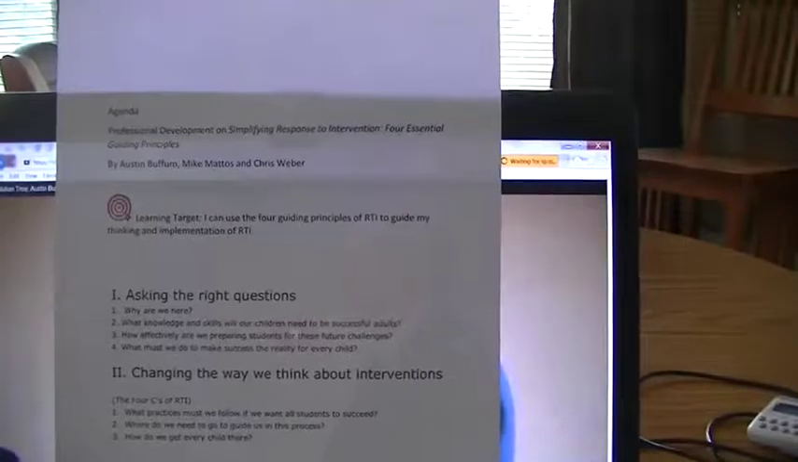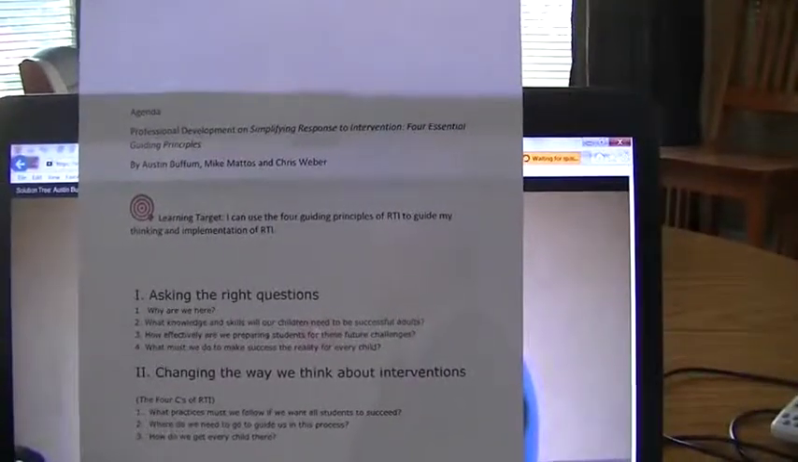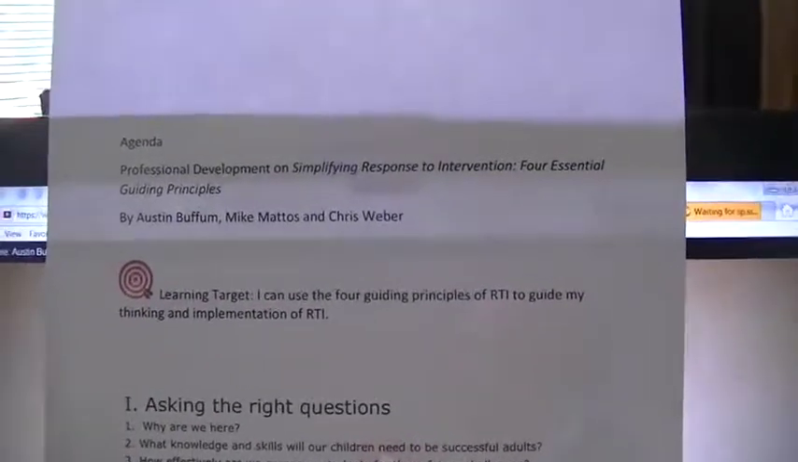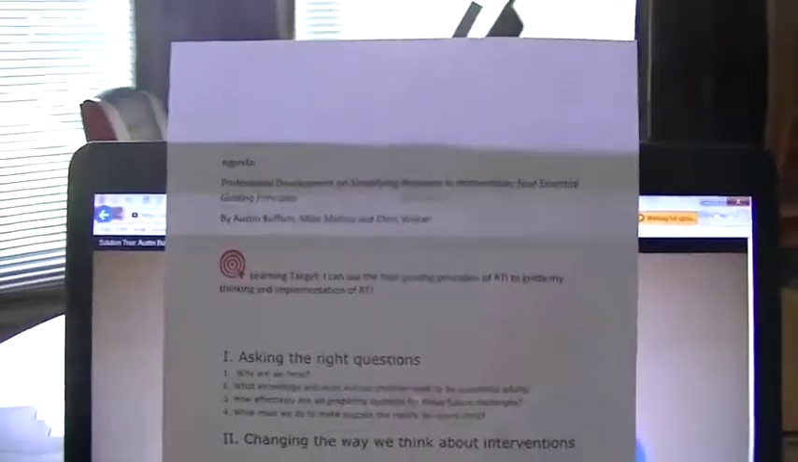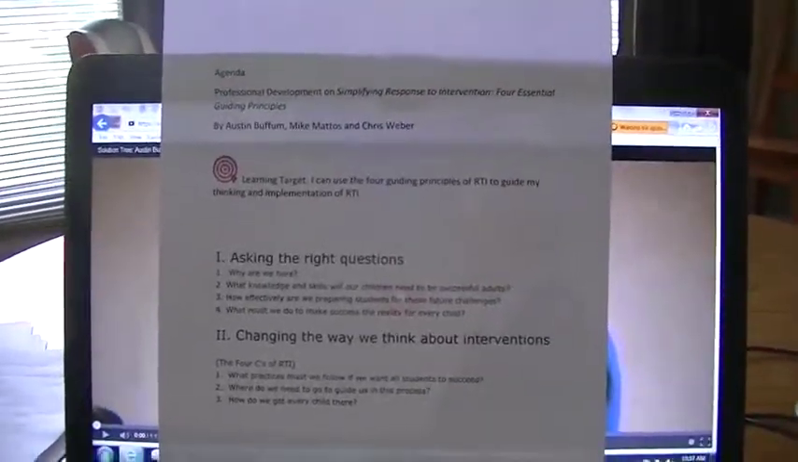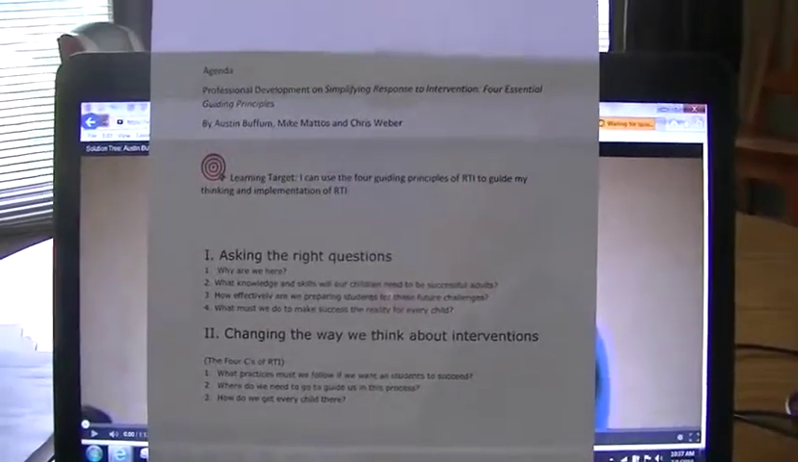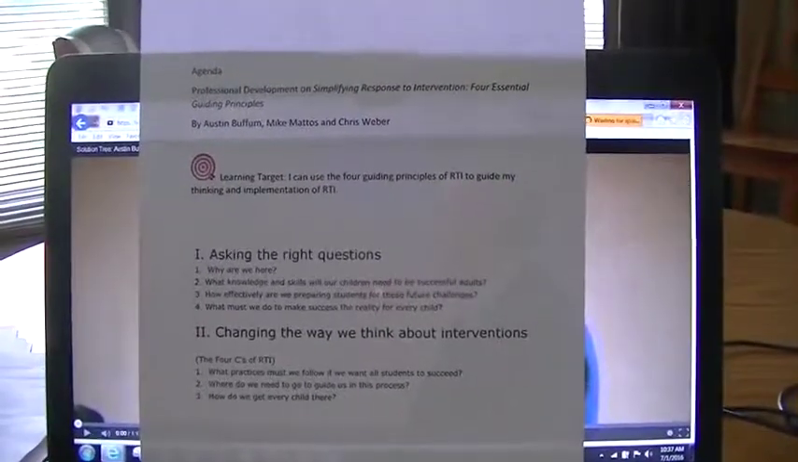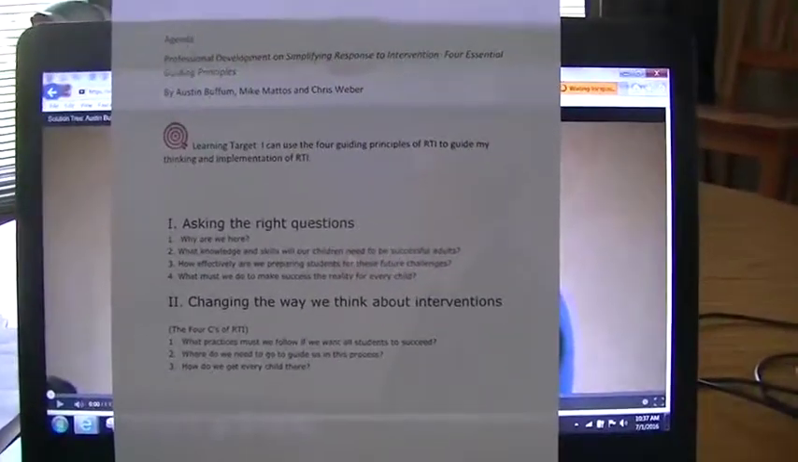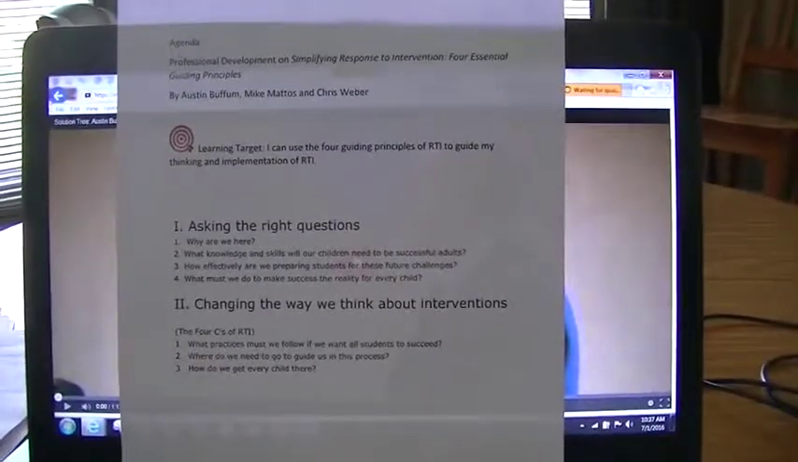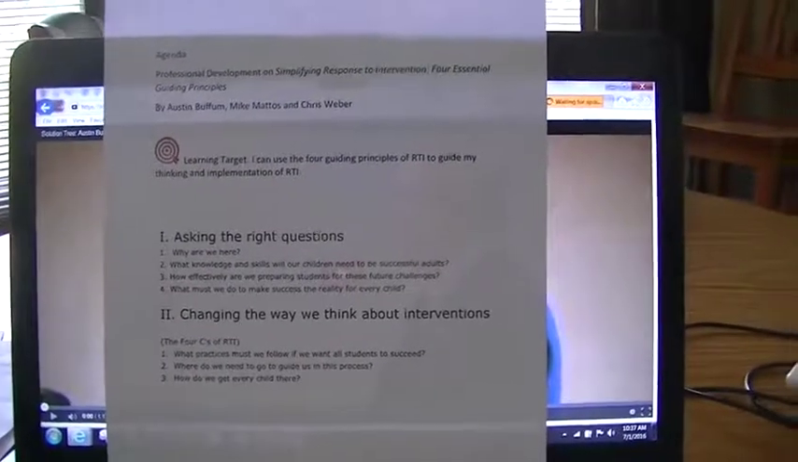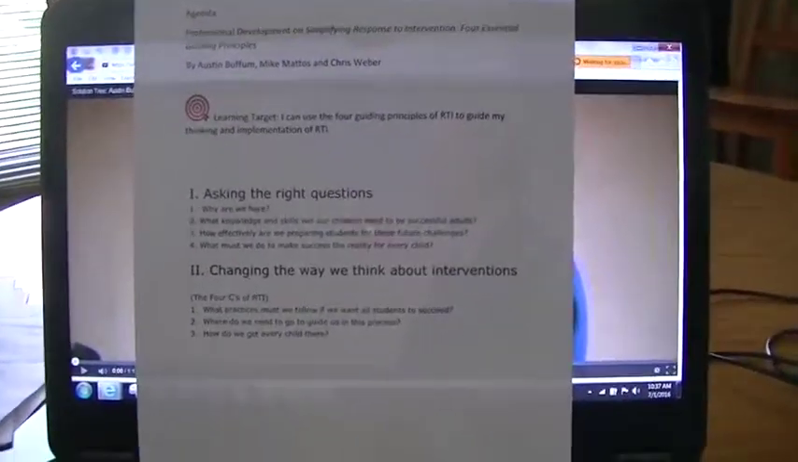This is my agenda. I'm going to talk about the book a little bit. My learning target is I can use the 4 guiding principles of RTI to guide my thinking and implementation of RTI. And my outline is, number 1 is asking the right questions, and then I have the 4 questions listed. Why are we here? Number 2, what knowledge and skills will our children need to be successful adults? Number 3, how effectively are we preparing students for these future challenges? And number 4, what must we do to make success the reality for every child?